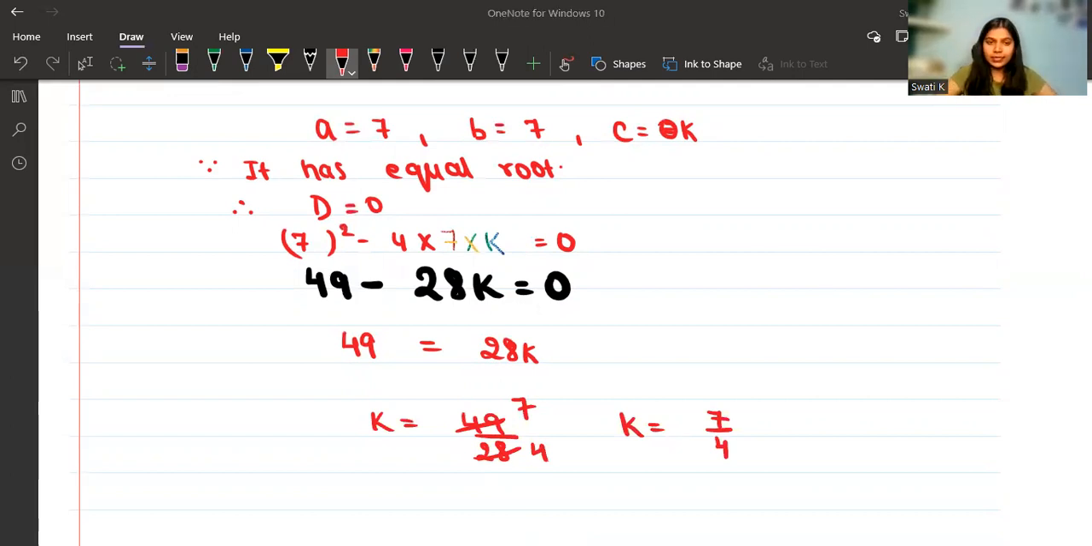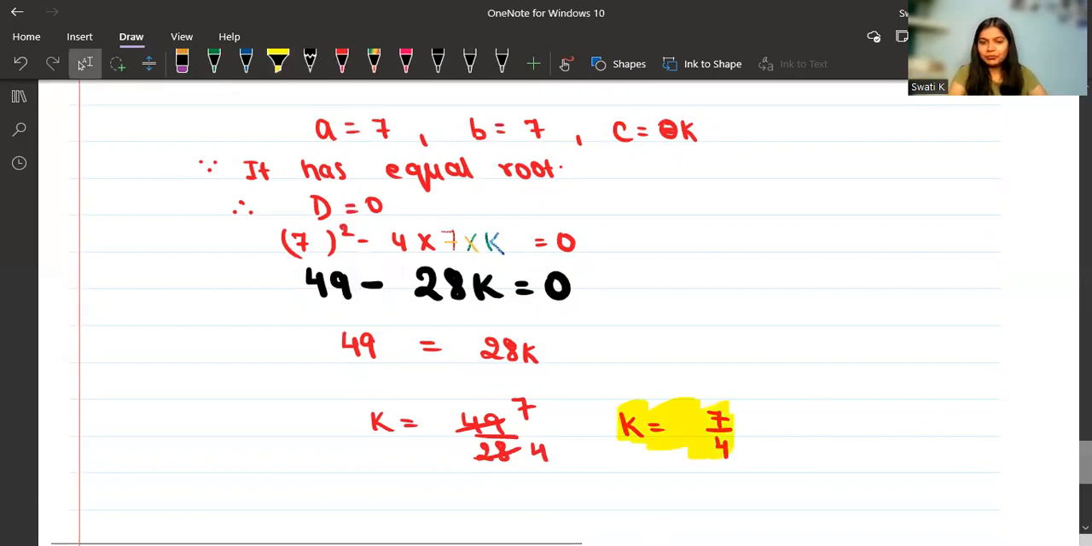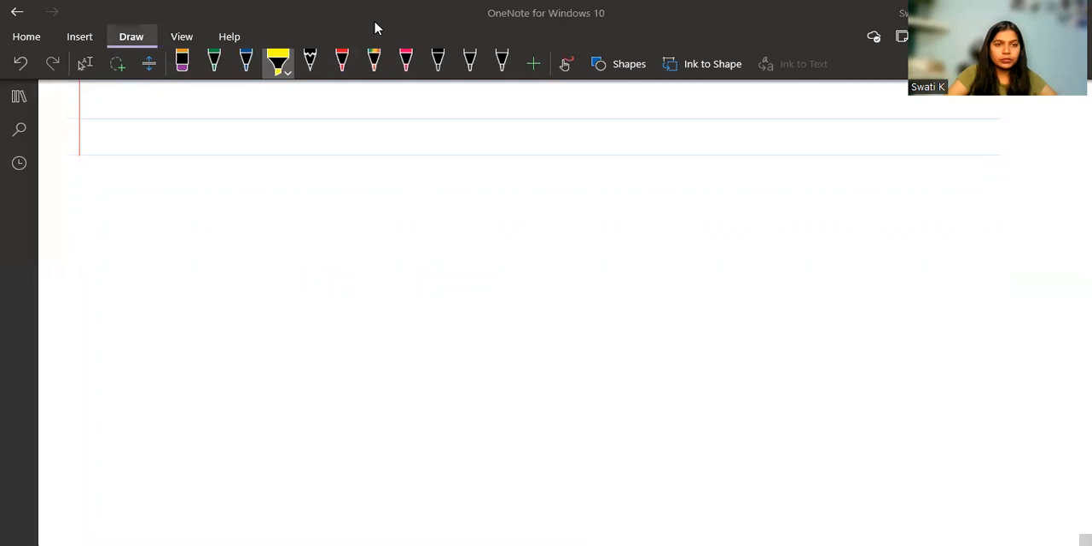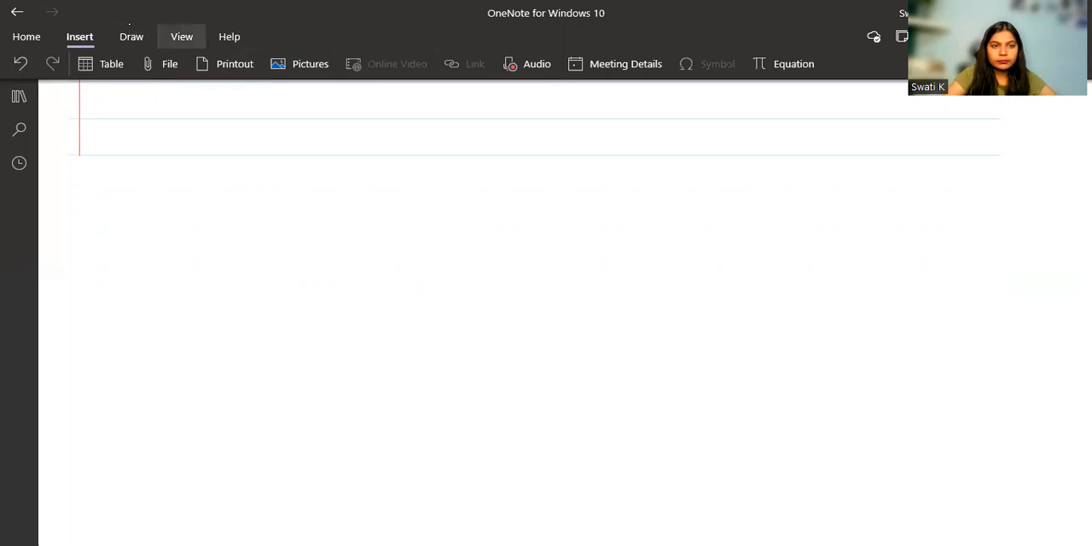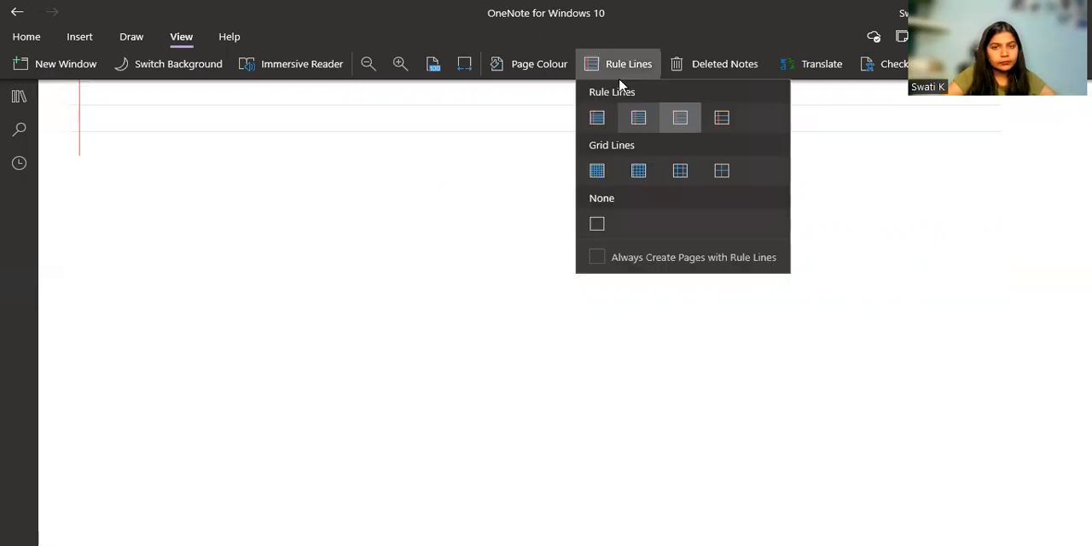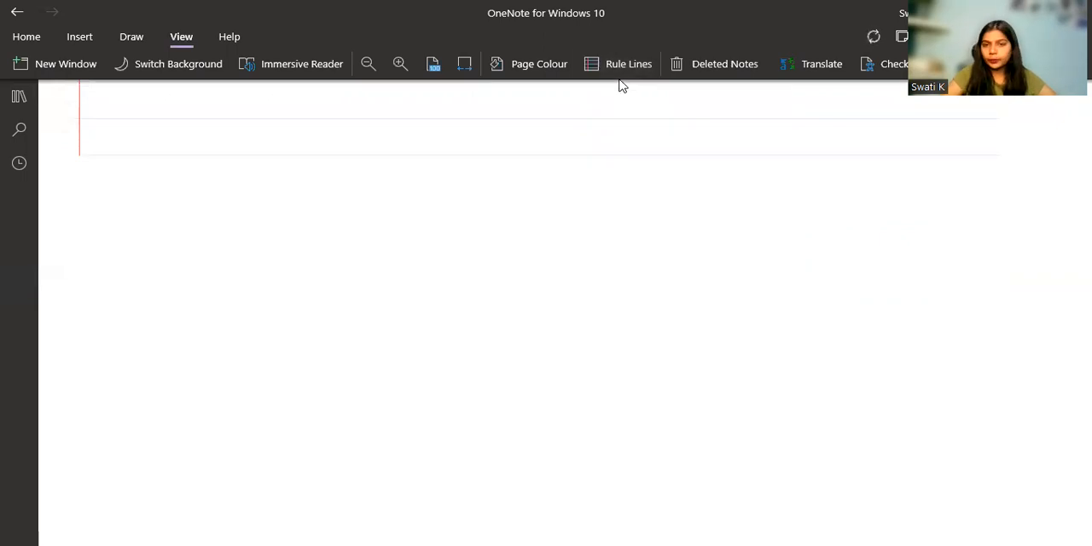And this is the answer. Finally, we have done this. Now let's move to the next one. Let me just change this to the ruled line because that will look better. Okay, so now I'll show you the next question.